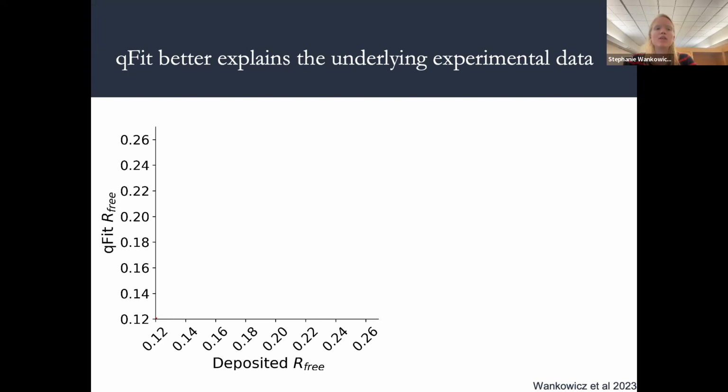And we asked, if we look at this metric of Rfree, which is a validation metric that looks at left out experimental data and says, how well does your model fit into this experimental data? If we look at the deposited Rfree on the x-axis, so that's what exists in the PDB right now, and then if we remodel each of these proteins using qFit on the y-axis, what is their difference? How well is our model now fitting into the experimental data?